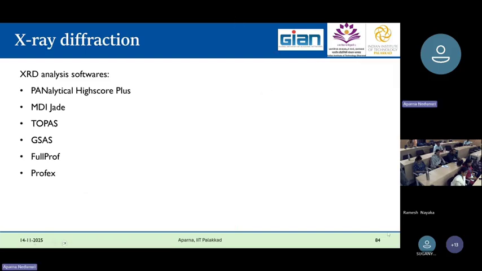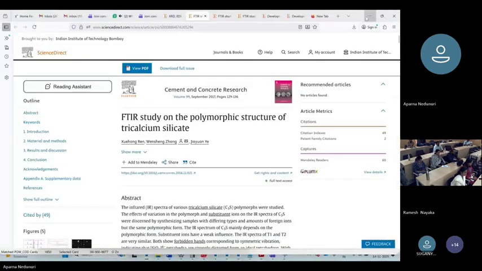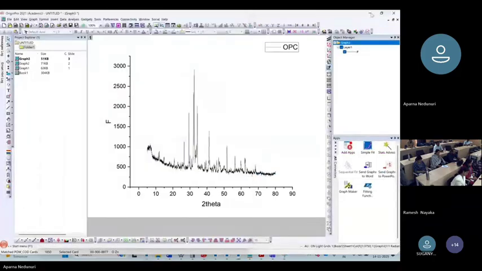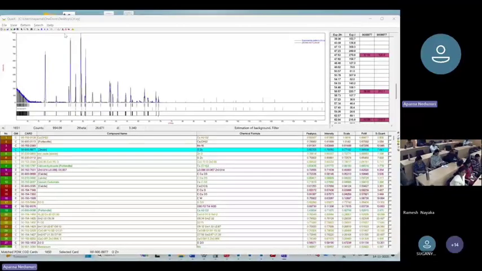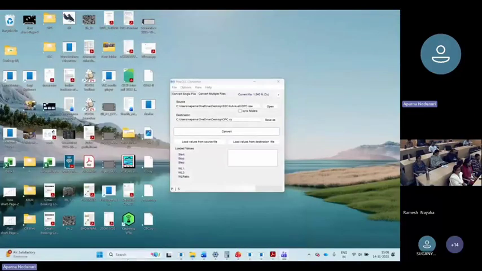Now I would like to exit from the slideshow, and then I'll show you through Qualx how to use it. One minute. Yeah, I'm sorry. So this is the Qualx website. Sorry, Qualx software. I'll open it again.